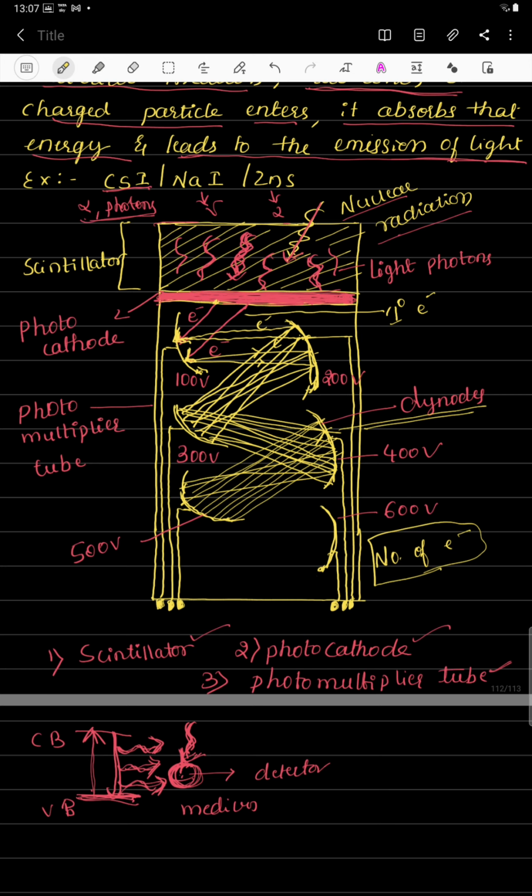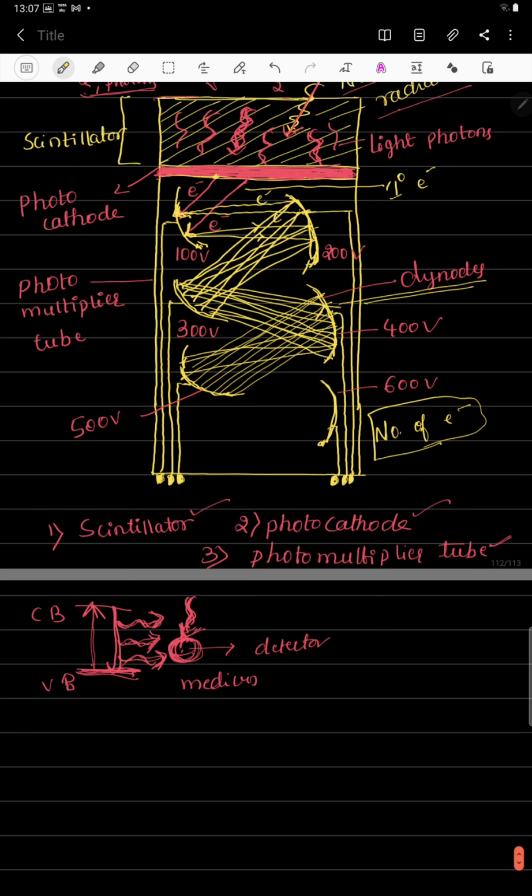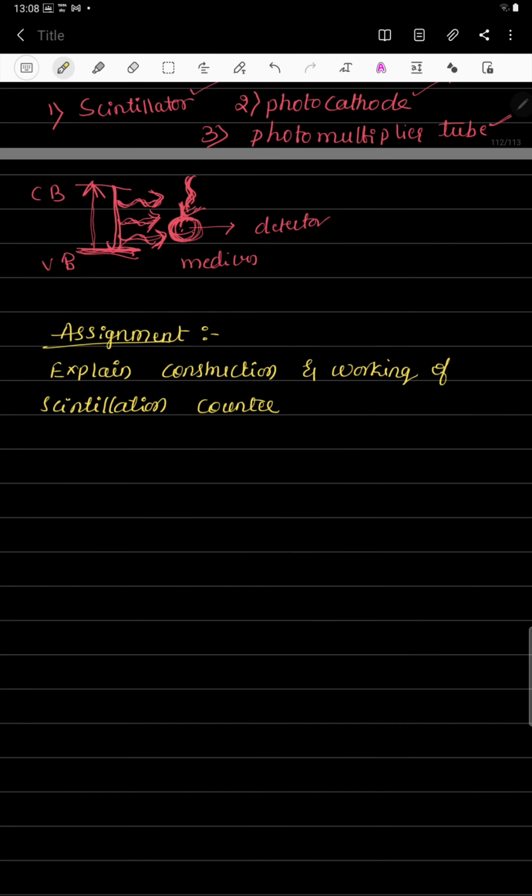This completes this topic, and here is an assignment question, students. Explain the construction and working of a scintillation counter. Write the assignment for this and send it in the classroom. Thank you.